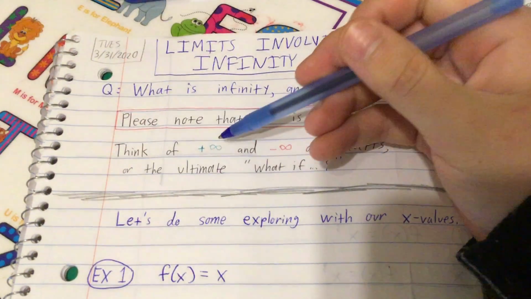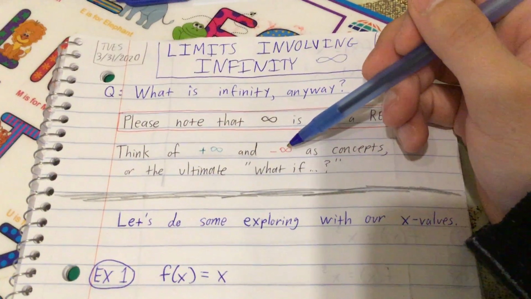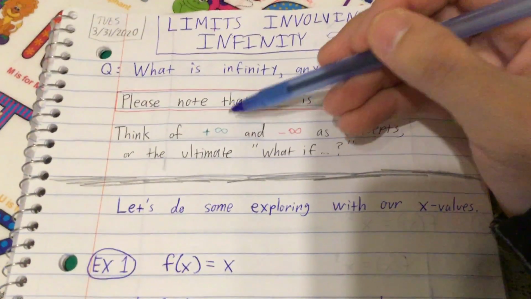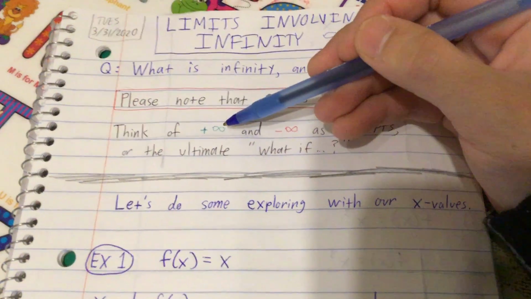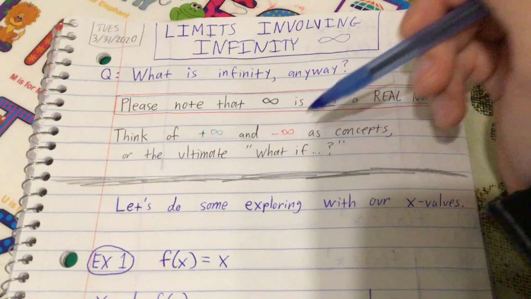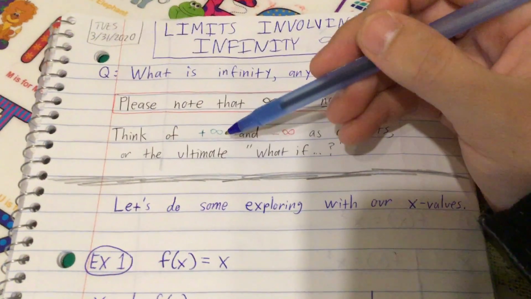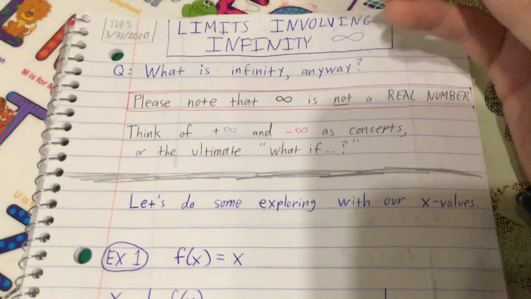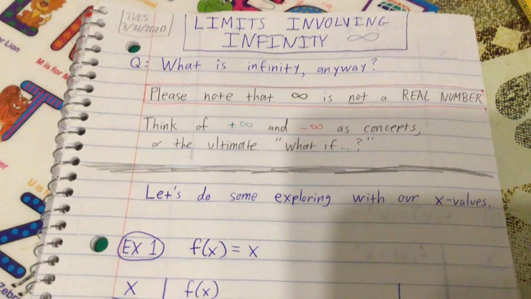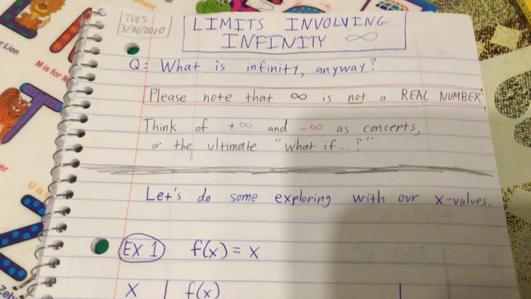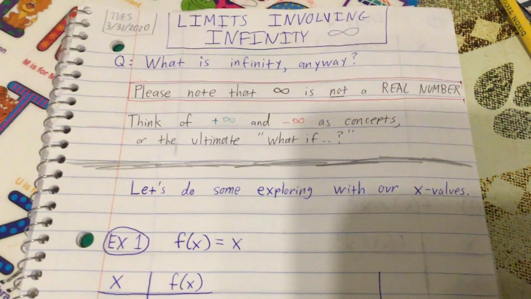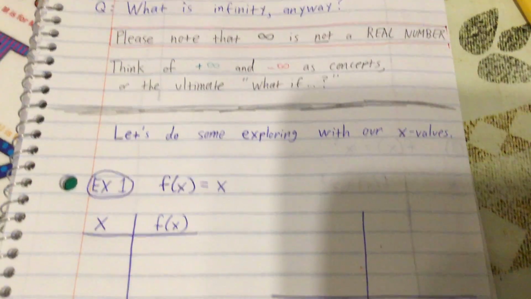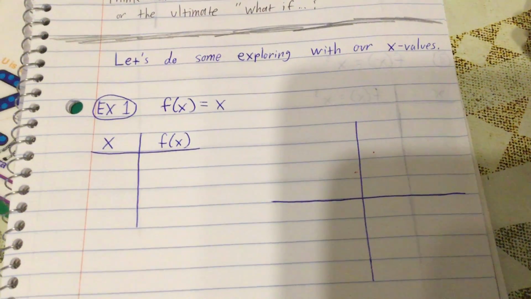But anyway, think of positive infinity and negative infinity as concepts. The ultimate what if. What if we had the biggest number humanly possible? Or what if we had the smallest number humanly possible? Today I'm going to be focusing on positive infinity, but we'll be working with both positive and negative infinity. I just want you guys to explore. Just really relax. It's not some sort of meditation video, I assure you. But yes, let's meditate by calculus. That's a fun idea. So let's do some exploring with our x values.